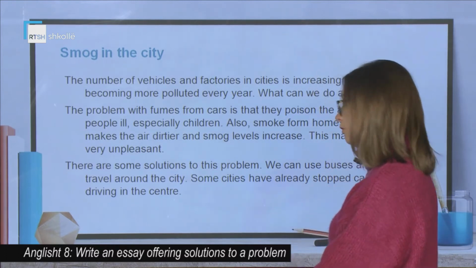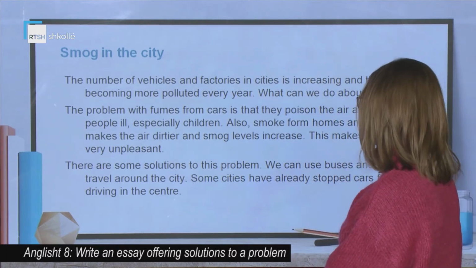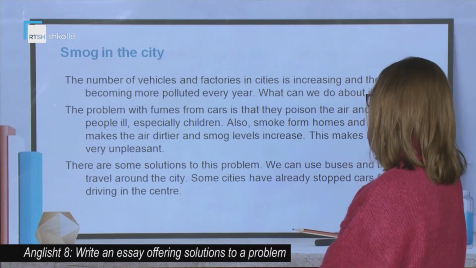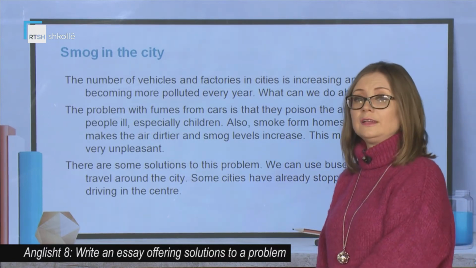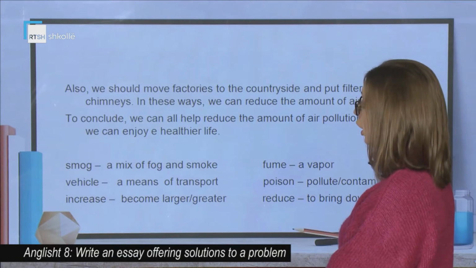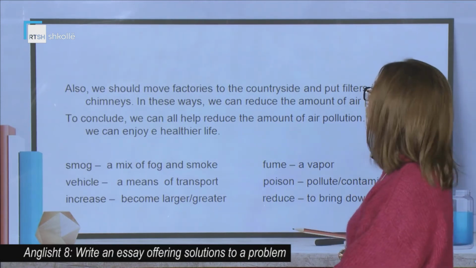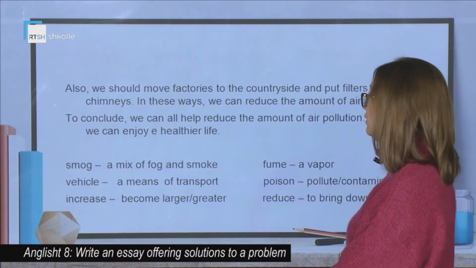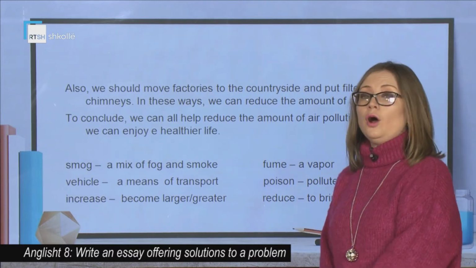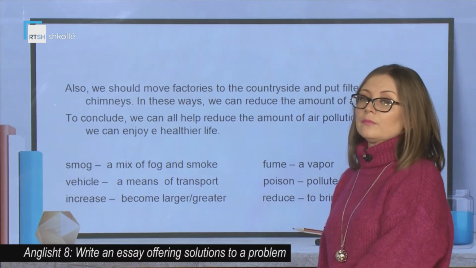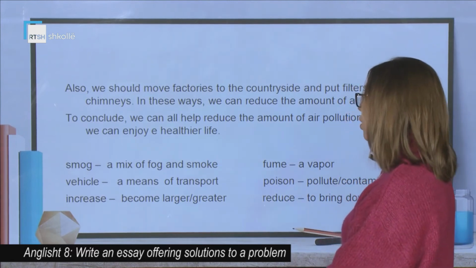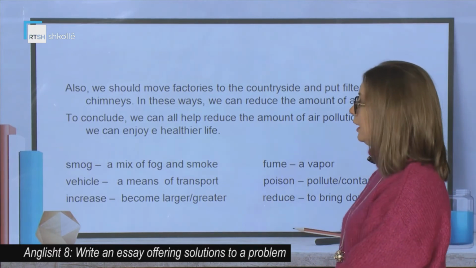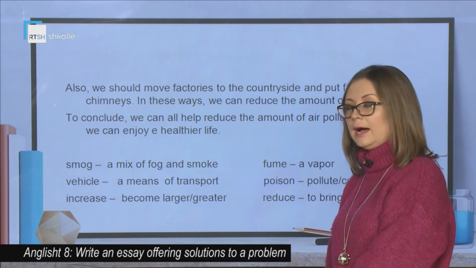There are some solutions to this problem. We can use buses and trains to travel around the city. Some cities have already stopped cars from driving in the center. Also, we should move factories to the countryside and put filters in their chimneys. In these ways, we can reduce the amount of air pollution. To conclude, we can all help reduce the amount of air pollution. This way, we can enjoy a healthier life.